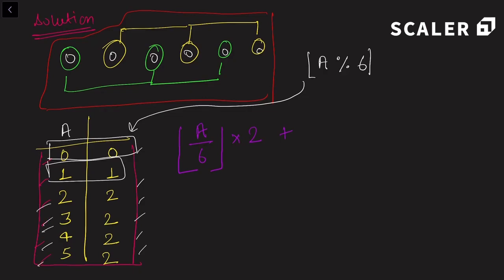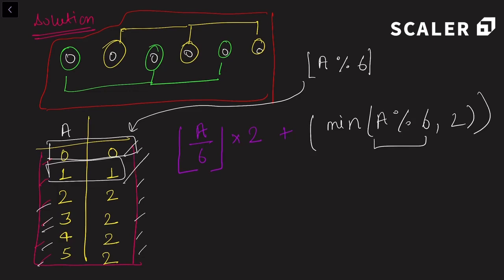So what we can do here is return minimum of A mod 6 comma 2. Why so? Because if A mod 6 is 0, we need to return 0. If A mod 6 is 1, we need to return 1. And otherwise, A mod 6 can be 2, 3, 4, 5, and then we need to return 2. So we just do minimum of A mod 6 comma 2. This formula here is our final answer.